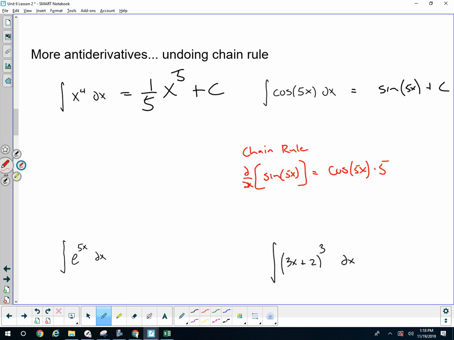Because the derivative of sine of 5x is cosine 5x times 5, this is not correct. We can always check our antiderivatives by just taking the derivative of what we think our antiderivative is. If I took this derivative, I would not get cosine 5x. I realize this 5 I need to take care of, just like I would need to take care of the 5 from the derivative of x to the fifth, by having a 1/5. So this is showing me, understanding the chain rule, that I need a 1/5 in front of that sine 5x. And I hope we all kind of figured that out.